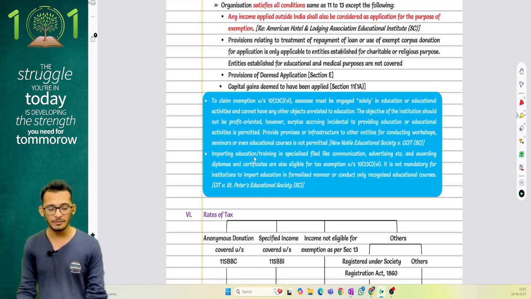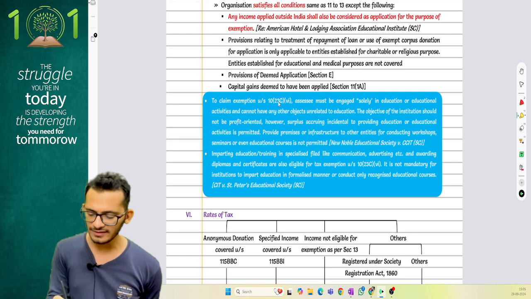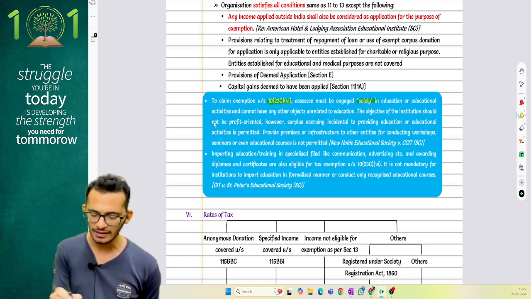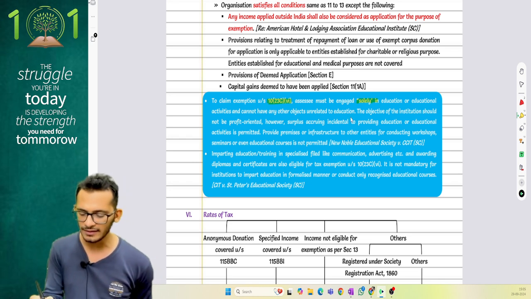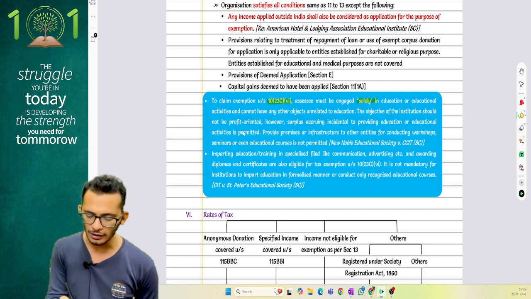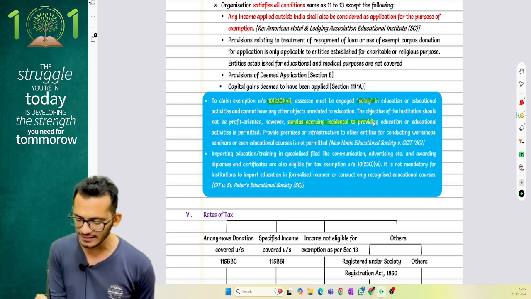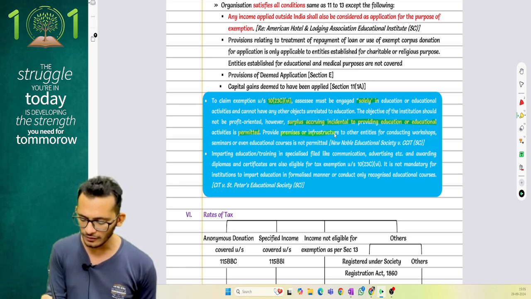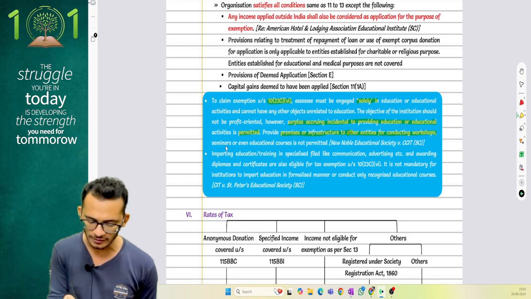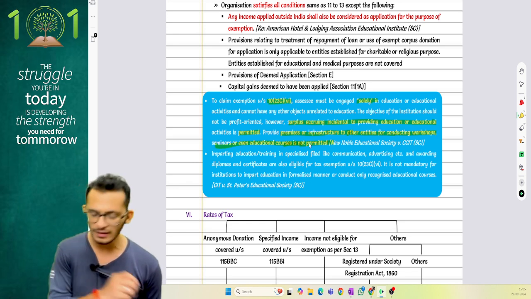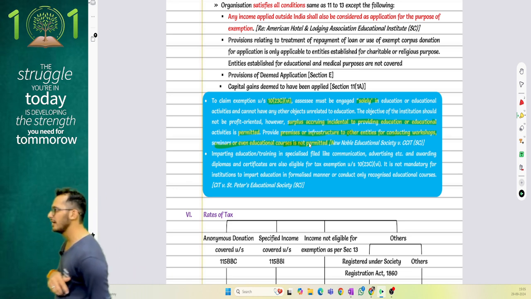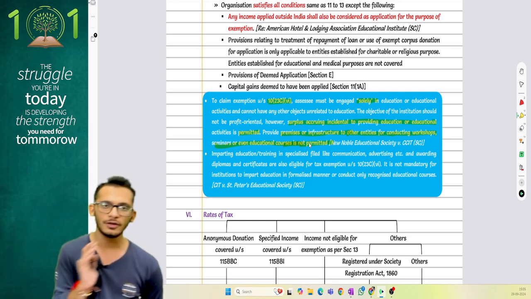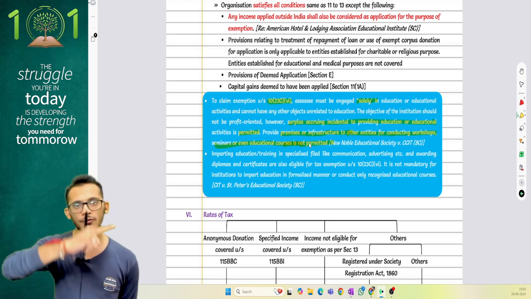Leaving you the last 2 case laws, people, where they claim and say, if you want to claim an exemption under 10(23C), the assessee must be engaged solely in the business of educational activities and cannot have any other activities unrelated to education. The objective of institution should not be profit oriented. However, surplus arising incidental to providing educational facilities is permitted. Therefore, providing the premises or infrastructure to other entities for conducting workshops, seminars and event educational courses are not permitted, because they are not part of my educational activities. They are given to some third party. Therefore, it will not satisfy the conditions. You will have to move to 10, 11 and 12.